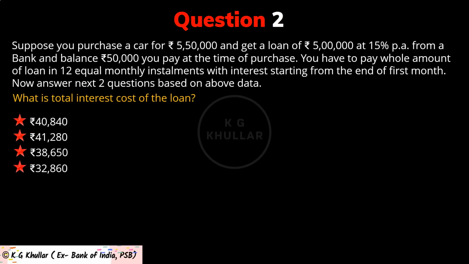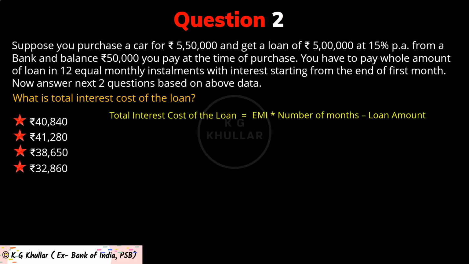Now friends, the total interest cost of the loan is basically EMI multiplied by the number of months minus the loan amount. The EMI we have already calculated in the previous question as Rs 45,070. So the total interest cost of the loan will be 45,070 multiplied by 12 minus 5 lakhs, which equals Rs 5 lakhs 40,840 minus 5 lakhs, which equals 40,840. So the correct answer for the given question is option A.